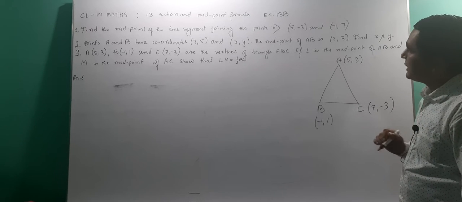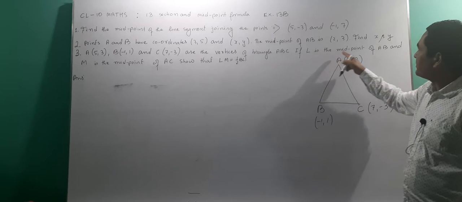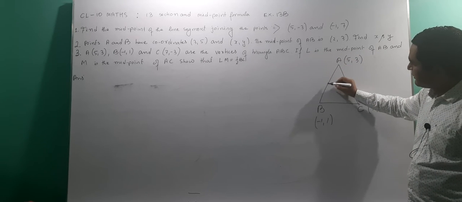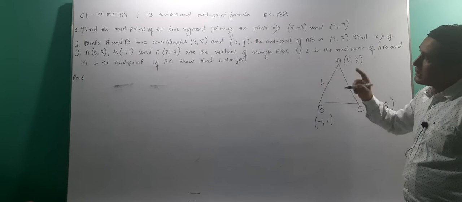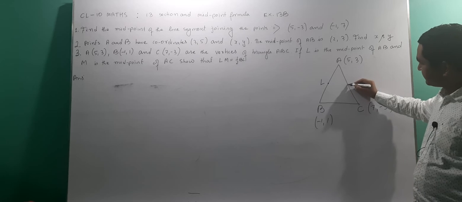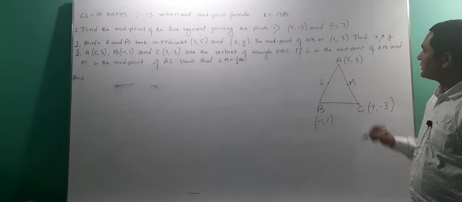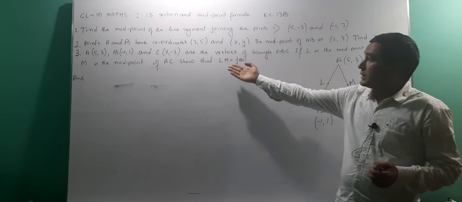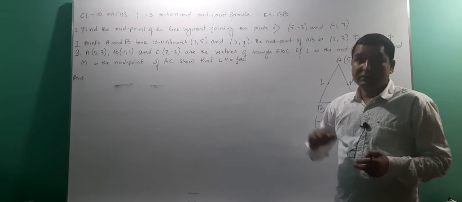L is the midpoint of AB, that means the middle point of side AB. And M is the midpoint of AC. Now, the question asks us to show that LM equals half of BC.